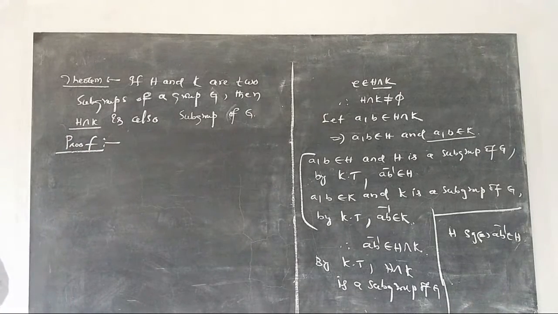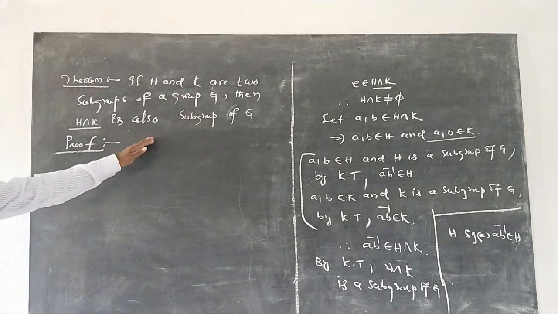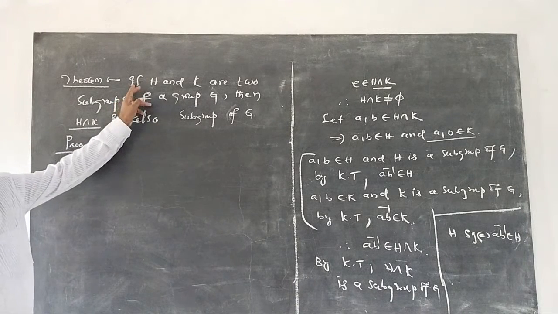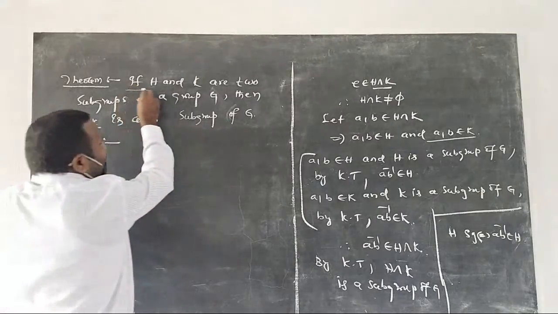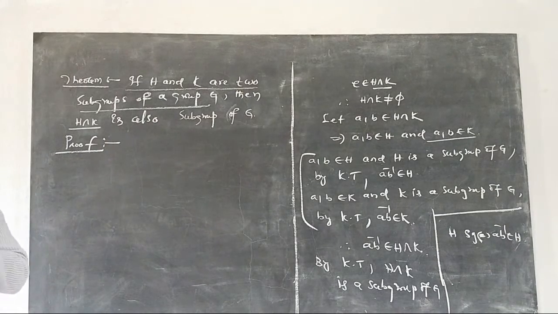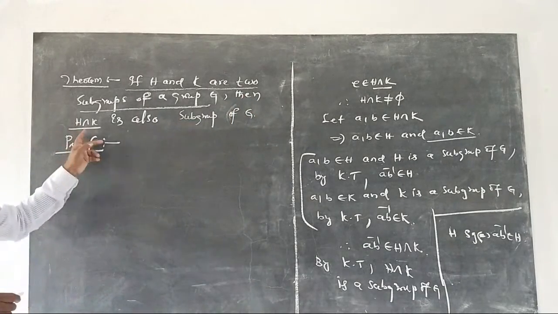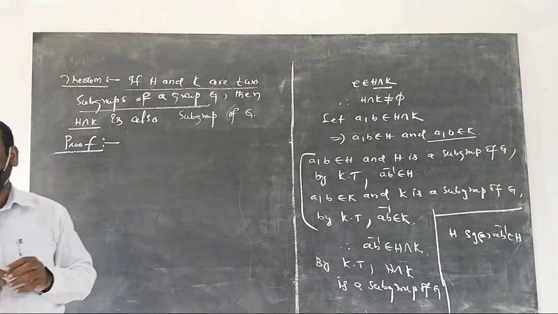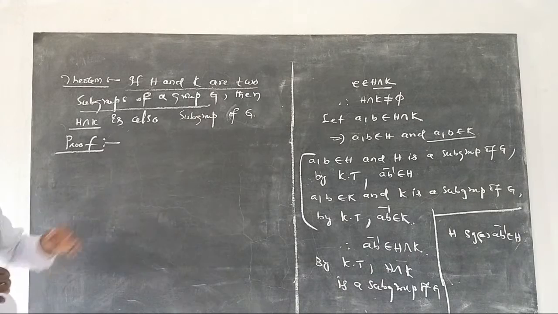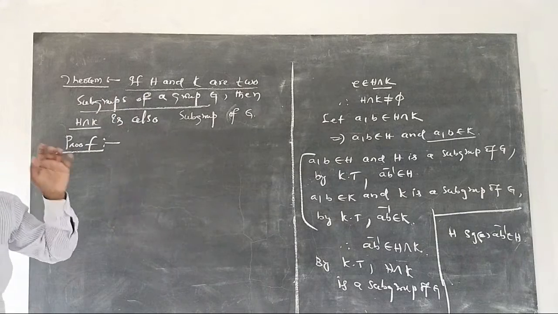Already this was explained yesterday, but one more time I will. Given H and K, if you look at the statement, there are two statements in it. One starts with "if", and the other starts with "then". The statement starting with "if" is supposed, and the statement starting with "then", that H intersection K is also a subgroup of G, is to be proved.